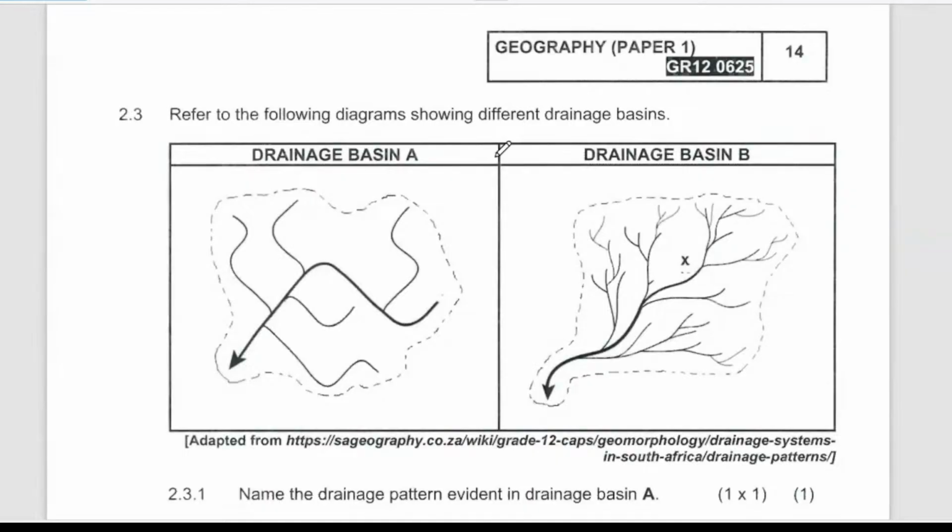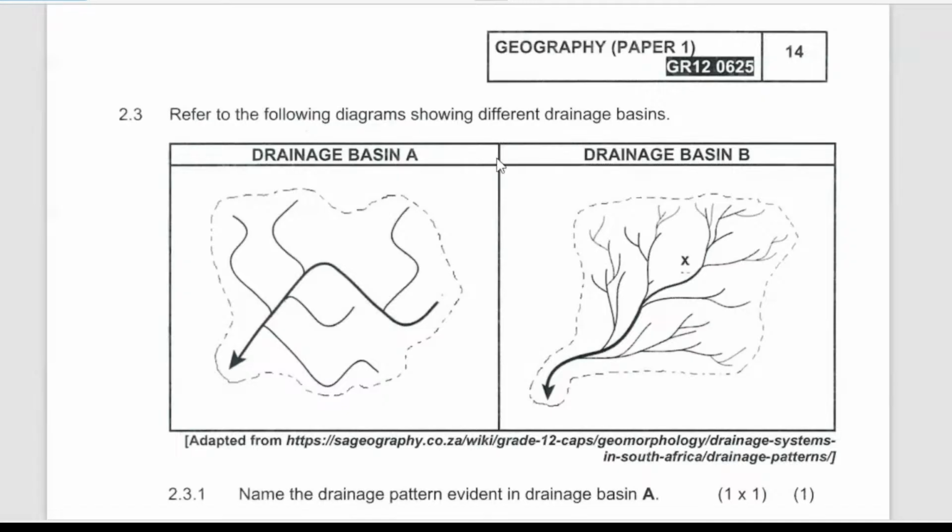The question is basically based on two drainage basins, drainage basin A and drainage basin B. Those two drainage basins have different drainage patterns. We want to start by analyzing the two illustrations and make simple explanations so that we can use those explanations to justify our responses to the given set of questions which are going to follow.